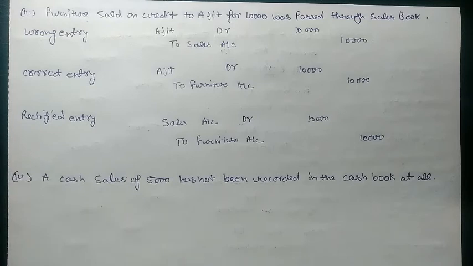We know that for purchase or sale of an asset, we use the name of the asset. If we are purchasing a car, we will use car. If we are purchasing machinery, we will use machinery. In this case also, when we are purchasing furniture from Ajit, we will use furniture instead of sales, because sales we will use only for trading goods, in which the owner or the businessman is trading. But if he is purchasing an asset for his business, then the name of the asset will come in the entry.